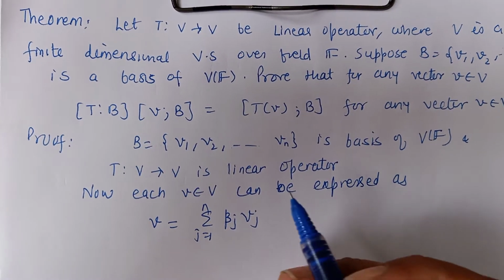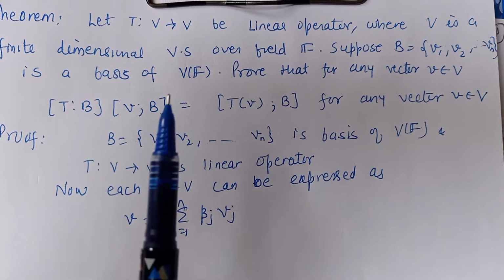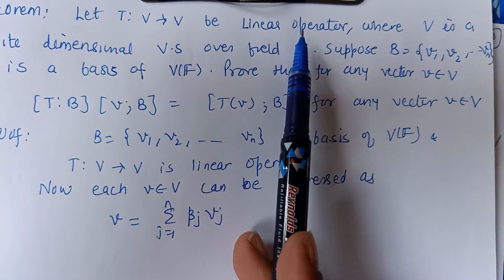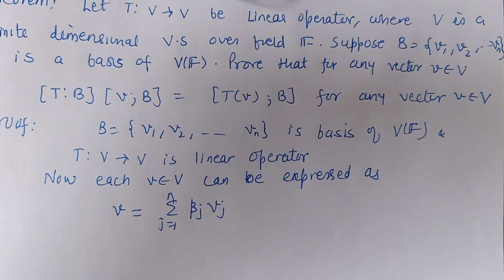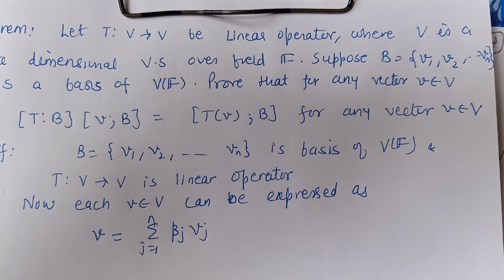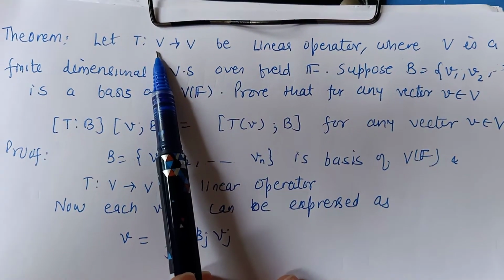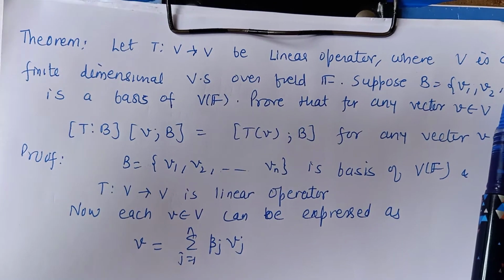So next we have a theorem which relates matrices with respect to the basis of a given linear operator. Let T from V to V be a linear operator. Now let me recall the difference between linear operator and linear transformation. A linear transformation from the same vector space onto the same vector space is known as a linear operator. Since we have this transformation from V onto V itself only, it is a linear operator.